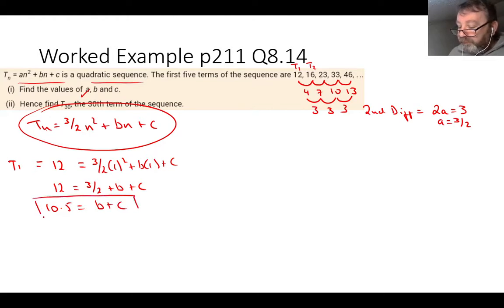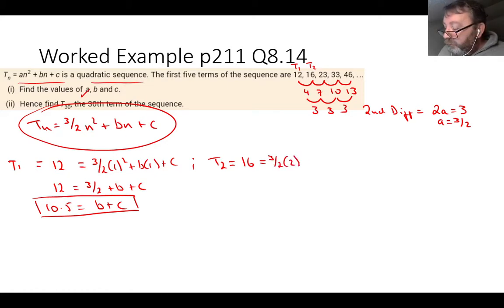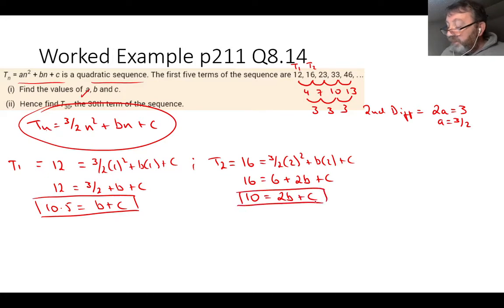So there's equation 1. And what do I do next? Do the same thing with T2. What's T2 equal to? T2 is equal to 16, which is also equal to this formula with 2 put in for n. So 3 over 2 times 2 squared, plus b times 2 plus c. So 16 equals 2 squared is 4, 4 divided by 2 is 2, and 2 times 3, 6, plus 2b plus c. Now subtract 6 from both sides, 10 equals 2b plus c. And there's my second equation.